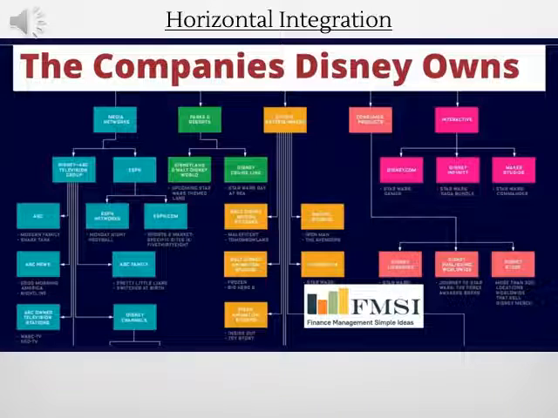Disney also bought out many competitors in the TV market, like ABC and ESPN and Hulu, and now controls them through one large enterprise. This is a current or modern example of horizontal integration.